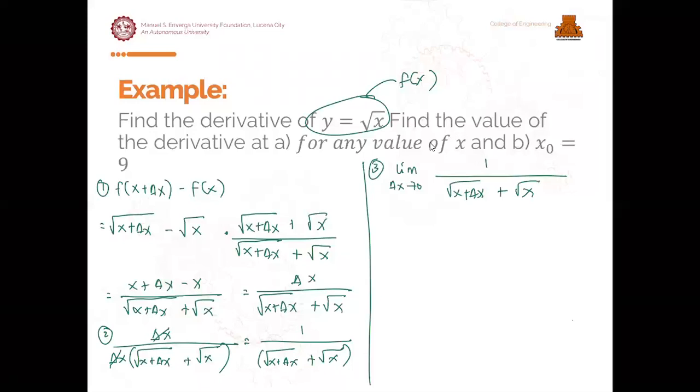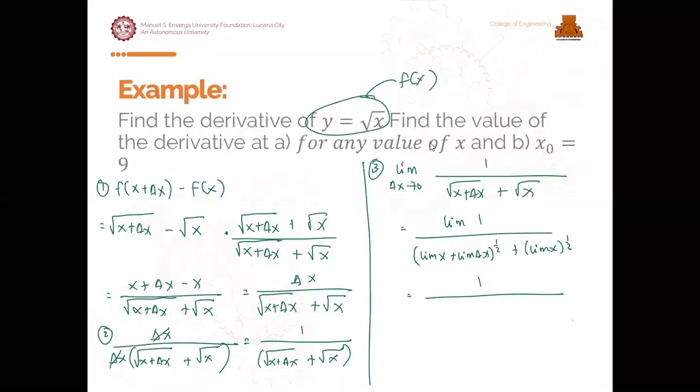Okay? So applying limit, so itong limit of 1 all over, so limit of x plus limit of delta x, tapos naka-raise sa 1/2, so yung square root yun, plus limit of x 1/2. Okay? Then ito will be 1 all over.